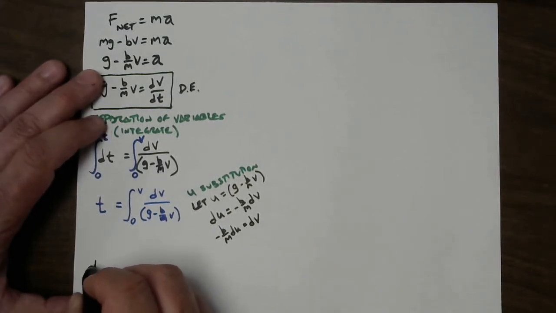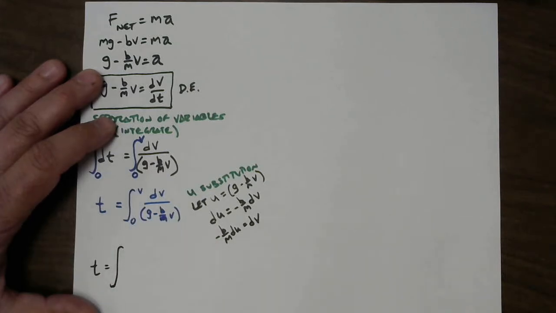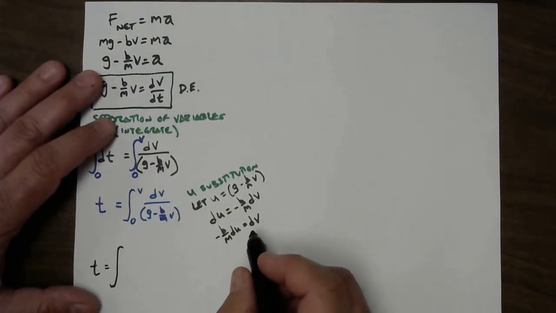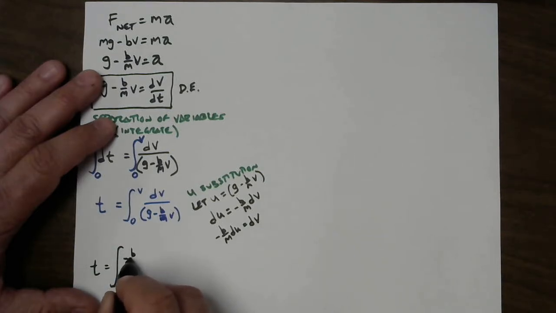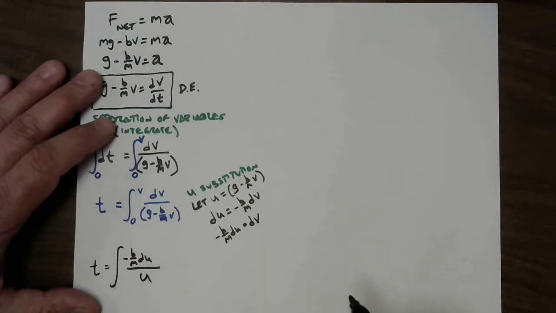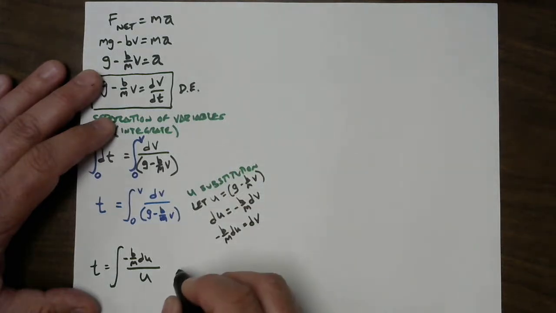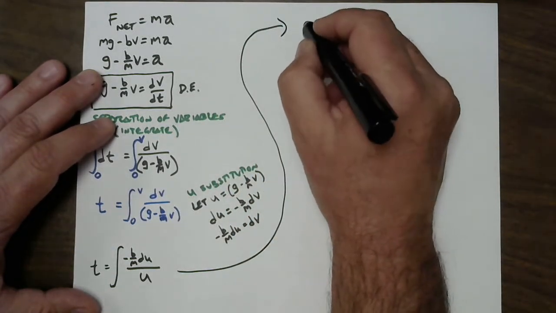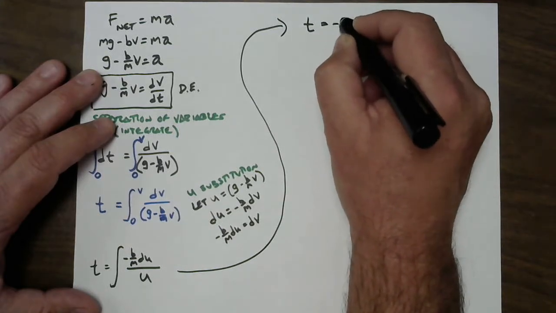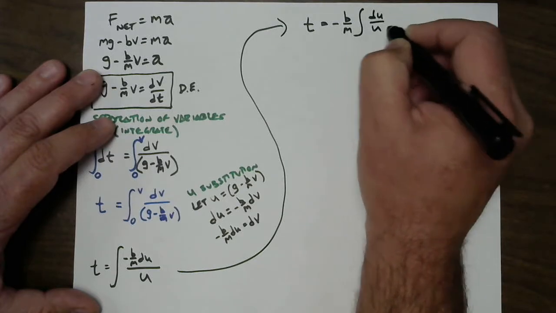The t comes down, left alone. Integral sign stays in place. I'm taking off the limits because I don't know what the limits are in terms of u. And then dv gets replaced with minus b over m du. And on the bottom of the fraction is just u. So going to the top of the page up here, do I have to draw a big old arrow? I do. We have that t equals minus b over m integral du over u.